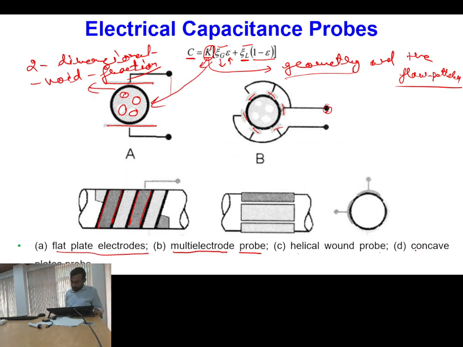And then finally you have the concave plate probe. Here you have a set of plates which are wound along the length of the flow, and these plates are connected to one another through terminals. Typically, in the first two configurations, if the electrode thickness is small, not too large, then we can measure area averaged void fraction. But if we want to measure volume averaged void fraction, then we can go for these types of configurations, where along the length we have a significant length of the electrodes. Is this point clear?